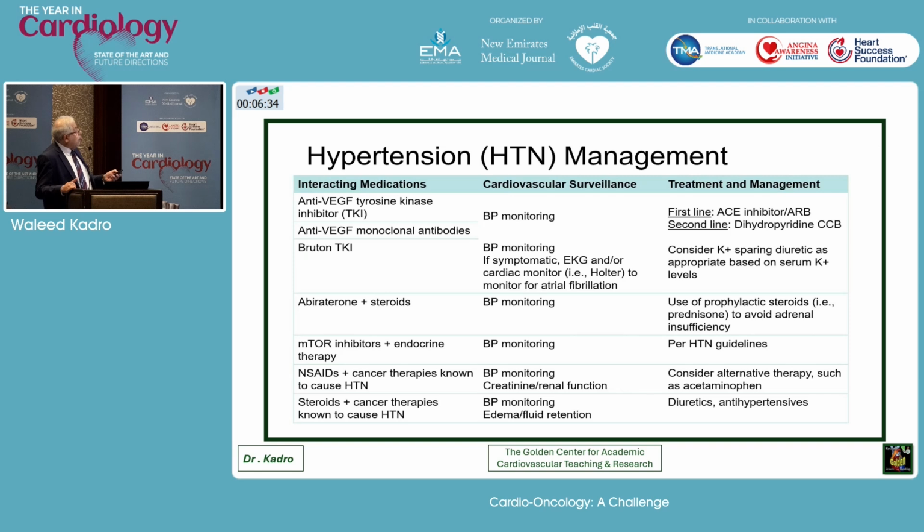Now, with abiraterone and steroids, just monitor the blood pressure and give steroids. And once the blood pressure is high, give the antihypertensive medication. For NSAIDs, just consider that they may affect the blood pressure, and if we can convert to other medication, especially Tylenol, that will do the work.